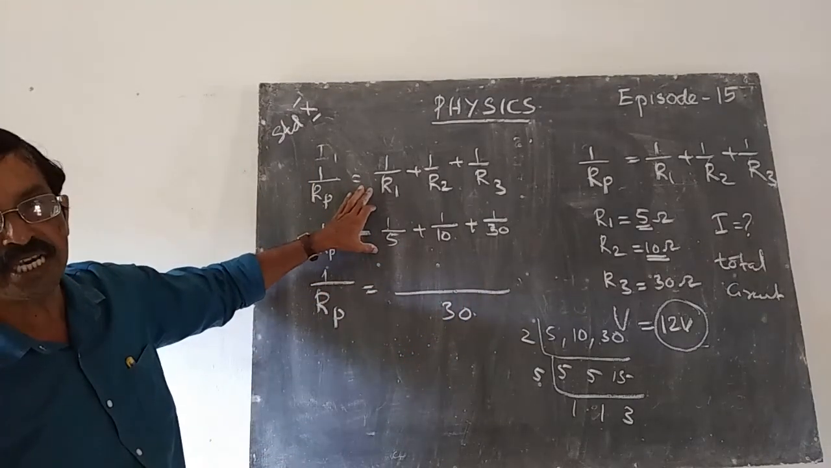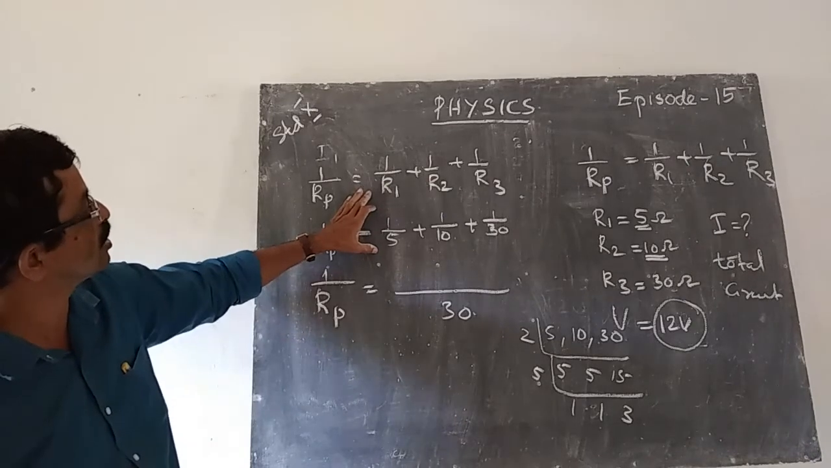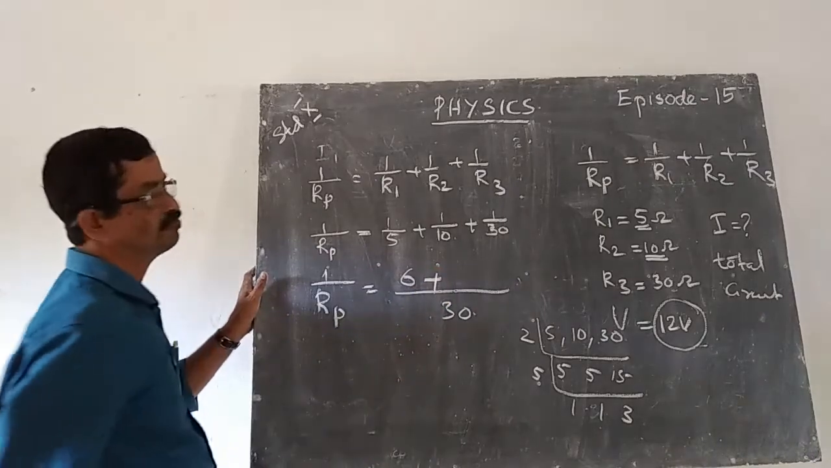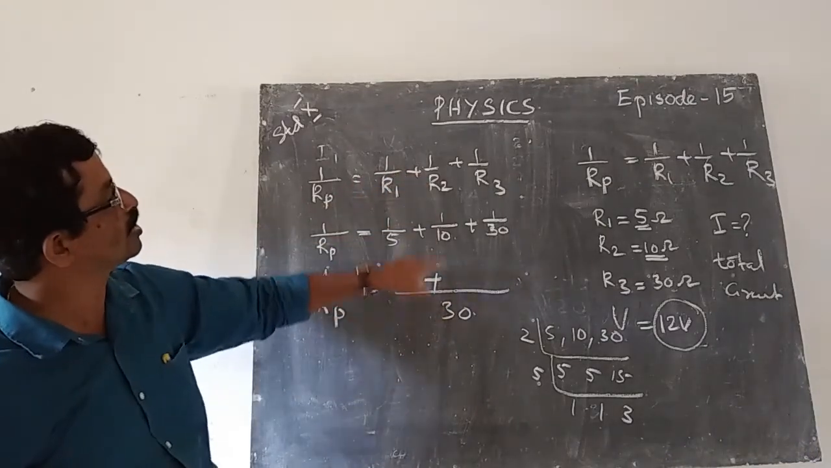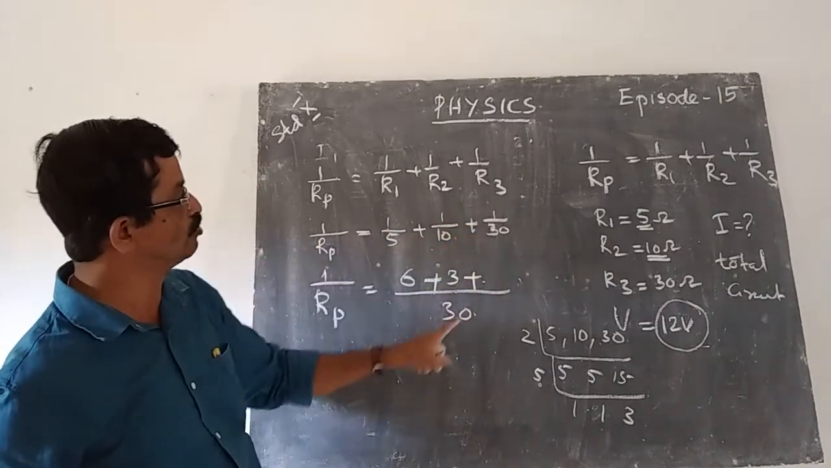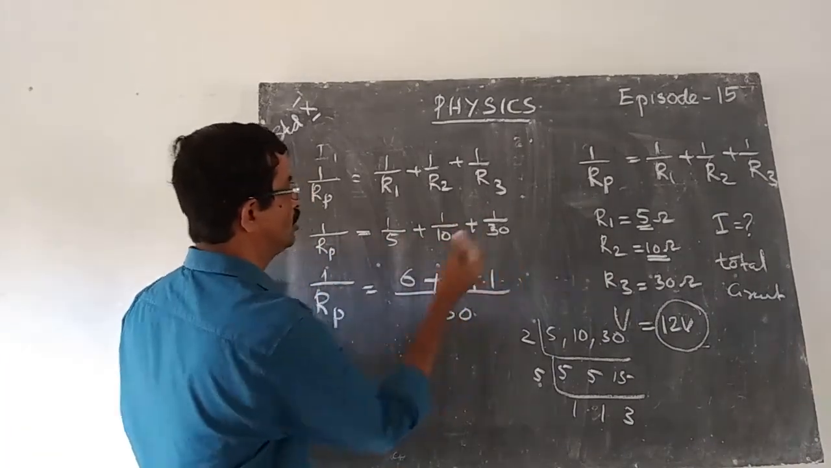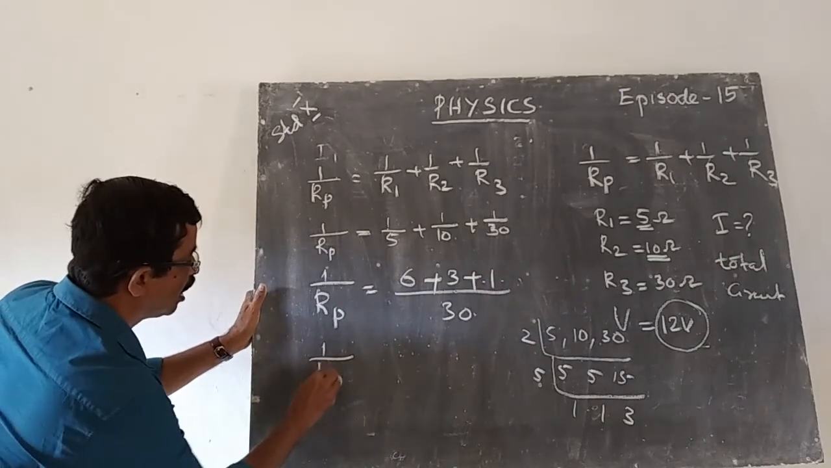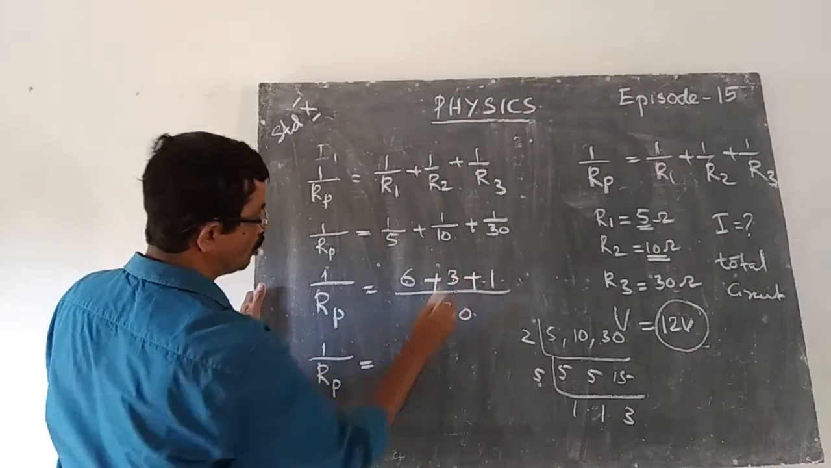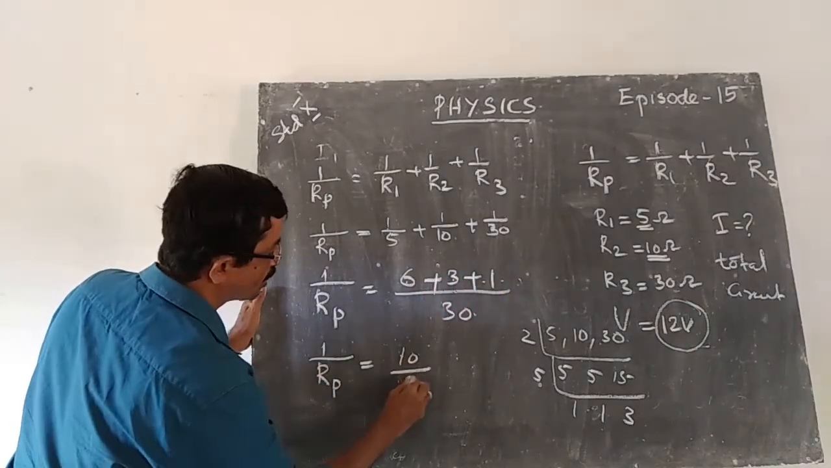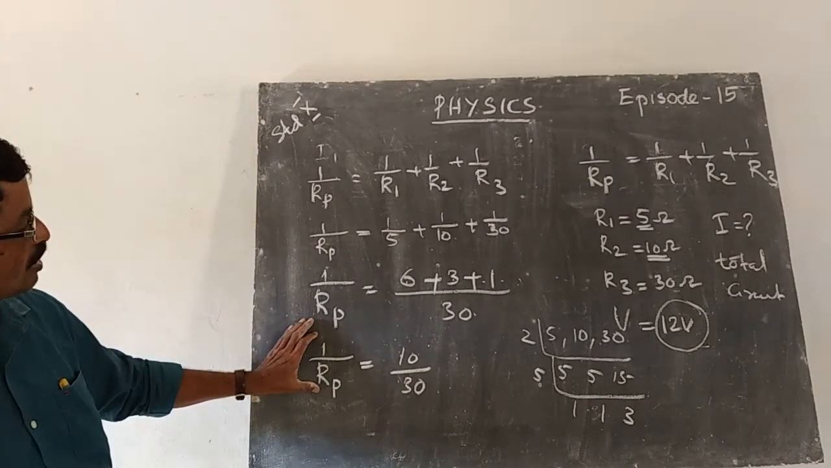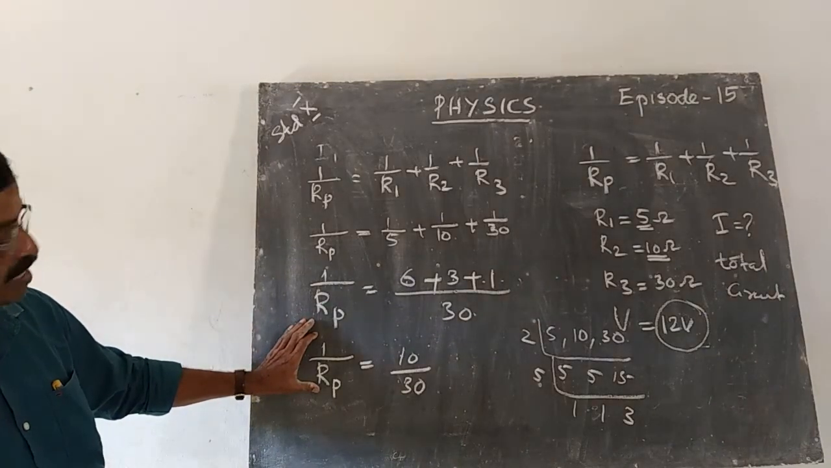Then with this 30, we multiply each fraction. That is 1 by 5 into 30, how much will it be? That will be 6. Then 1 by 10 into this LCM 30 is 3. Then 1 by 30 into this 30 is 1. So 1 by Rp is equal to 6 plus 3, 9, plus 1, 10, that is 10 by 30.